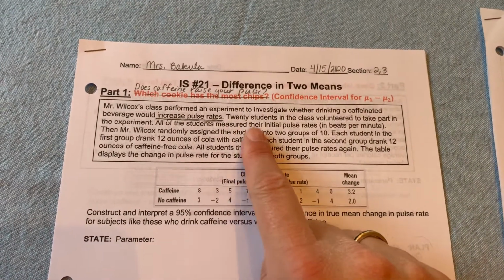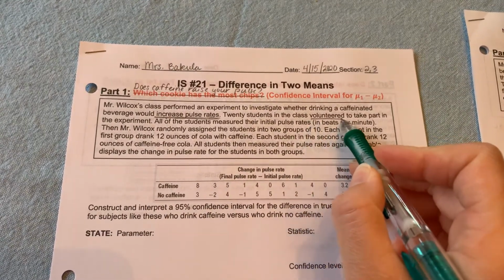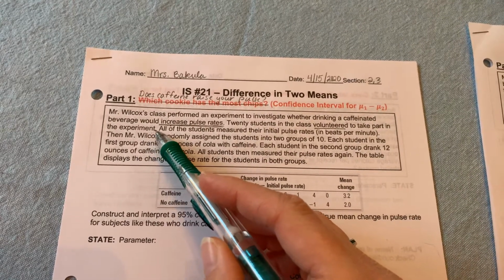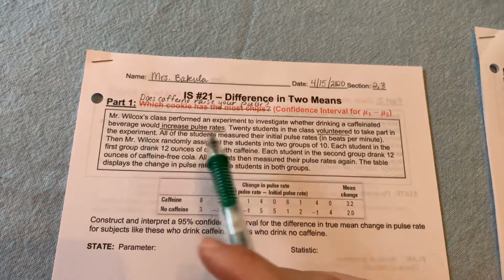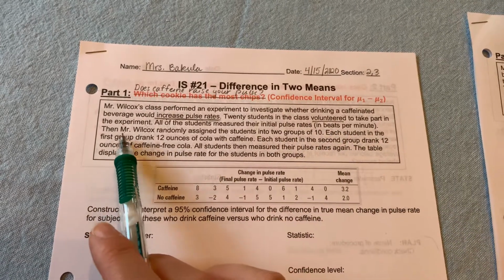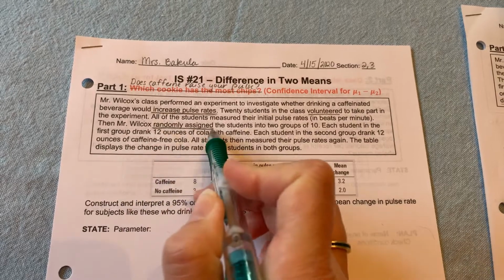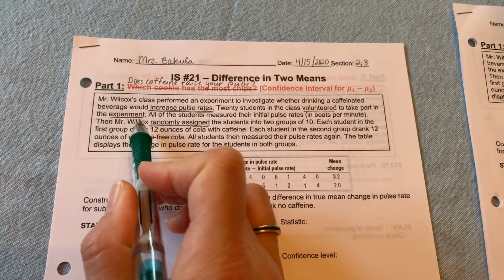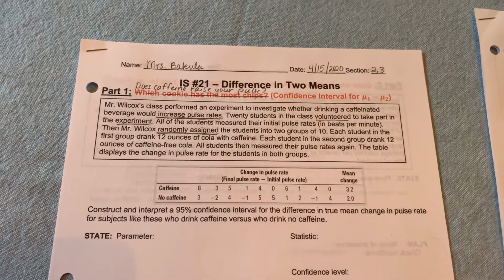Okay, so moving on. So 20 students in the class volunteered to take part in the experiment. But since it's an experiment, we don't necessarily have to have a random sample, right? I was thinking, it's not random, but maybe there'll be randomization somewhere else. So all of the students measured their initial pulse rates in beats per minute. Then Mr. Wilcox randomly assigned the students into groups. So this is where our randomization is going to come. Whenever we have an experiment, we do not necessarily have to have a random sample as long as we have random assignment to the two different treatment groups.